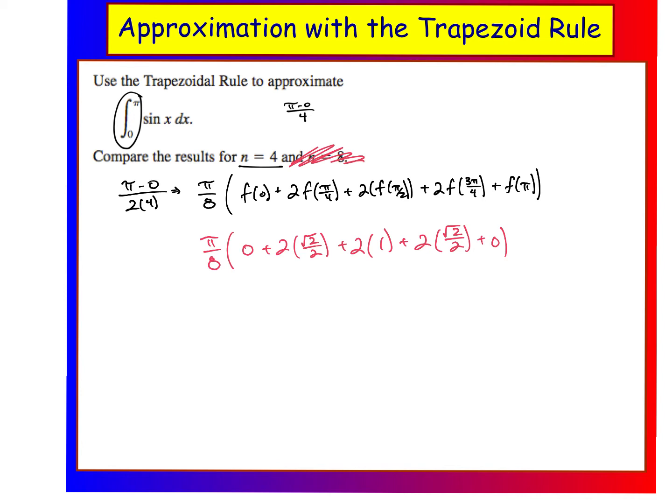All right. And so then I just simplify it up just a little bit. I wouldn't do it too much. So those 2's cancel. These 2's cancel. So then I'm left with how much? 2 plus 2 square root 2. And then times pi over 8. All right, I honestly wouldn't go much further than that. All right, pretty good? Yeah.